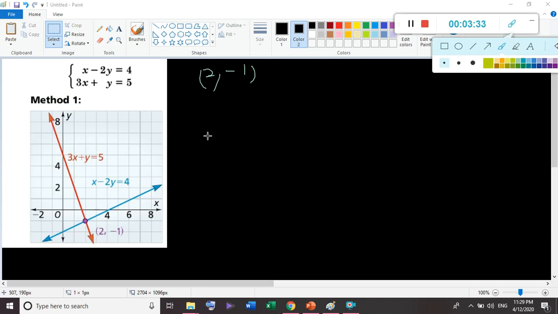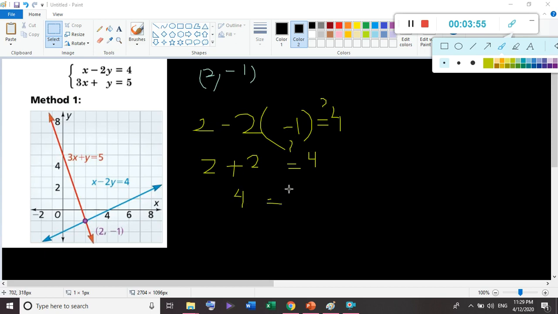Let's take the first equation: x minus 2y, with x as 2 and y as -1. Is it equal to 4? 2 times -1 is -2, and minus -2 is plus 2. Is it equal to 4? 2 plus 2 is 4, which is equal to 4. So the first equation is true.